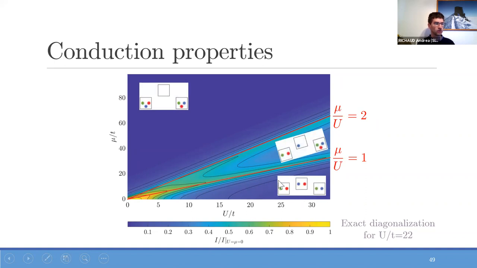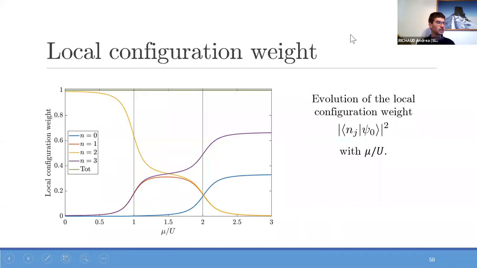Here on the bottom right, you have the Mott insulator. On the upper left corner, you have a band insulator. Here in the center, you have this strange intermediate phase where kinetic energy is dimerized, so it is localized between pairs of deep sites. But along the two red lines, mu over U equal to one and mu over U equal to two, here you have interaction resilient metallicity.